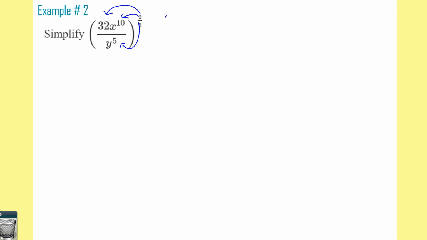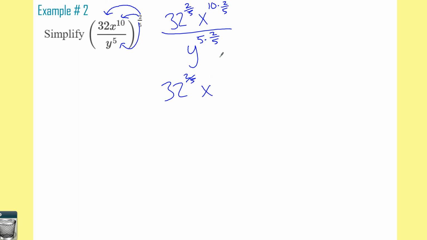So here we're going to write 32 to the 2/5, x to the 10 times 2/5, power to a power you multiply, all over y to the 5 times 2/5. So that gets us 32 to the 2/5 times x to the, what is that, 4th, and y to the 2nd. All right, I get a lot of kids that want to stop here, but let's try and simplify that number, see if we can.